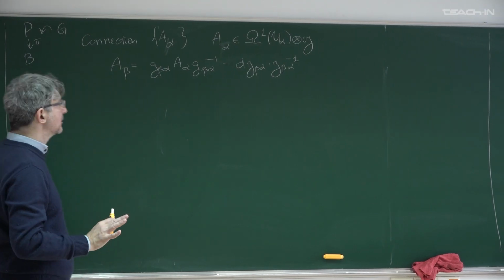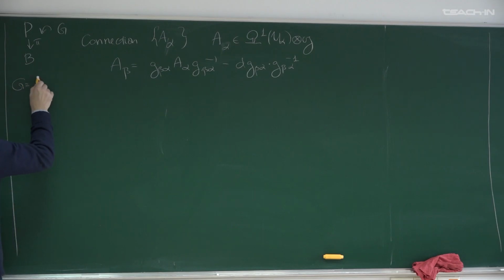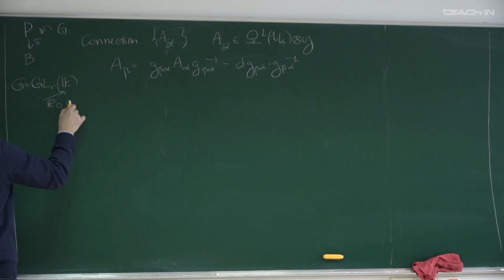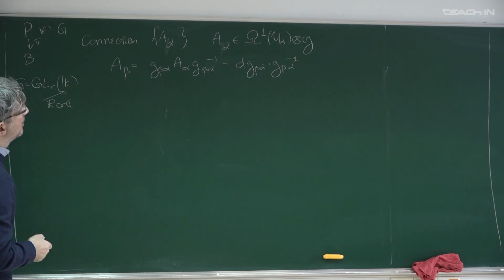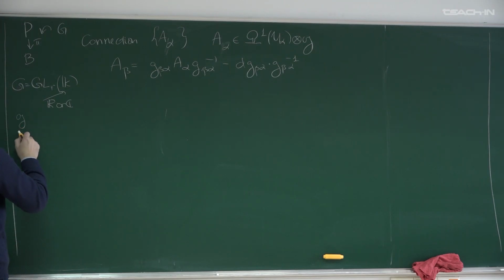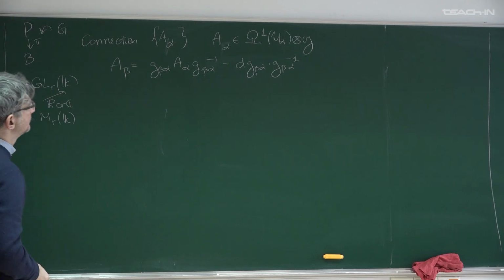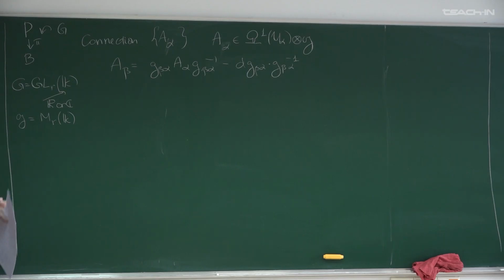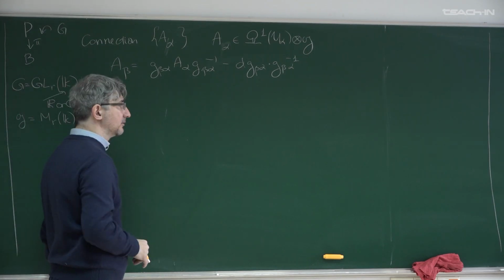For a while, we can think that G is just GL of n, here we write the field K, real numbers or complex numbers. Then G is just matrices. But a little bit later, when we need to describe collection of characteristic classes, we will need to make this group more or less specific. For a while, it doesn't matter.